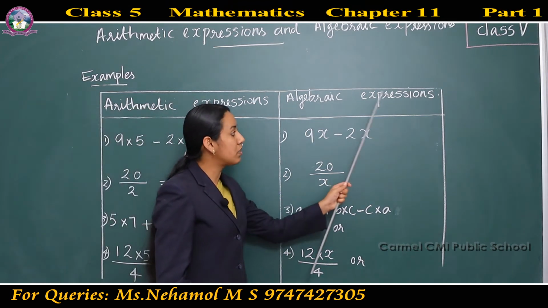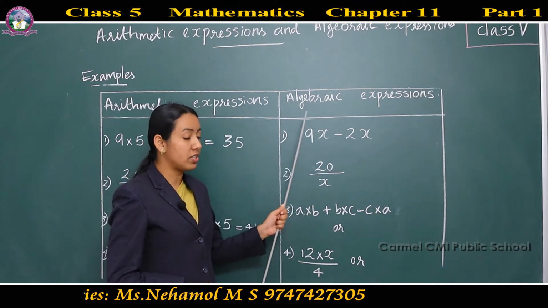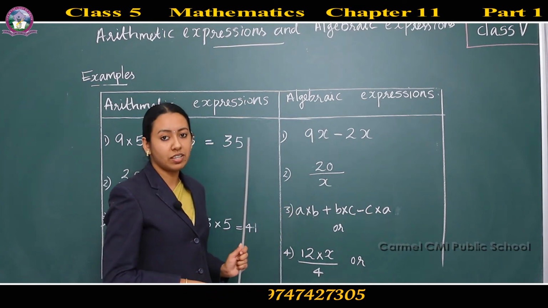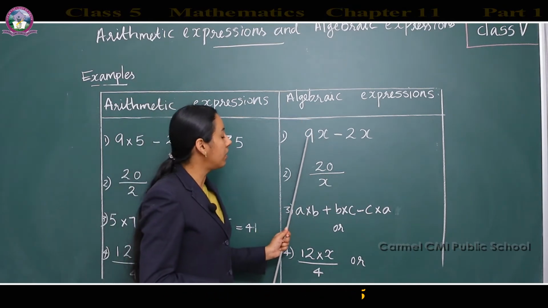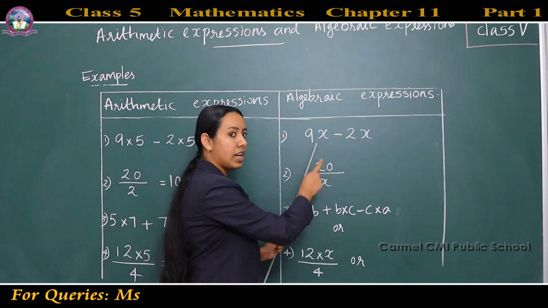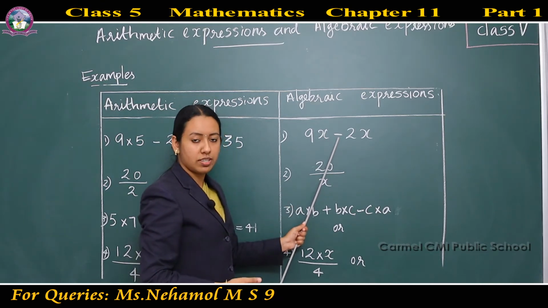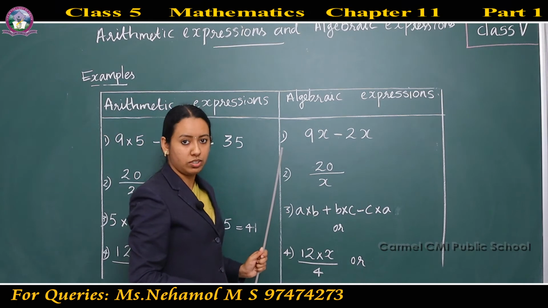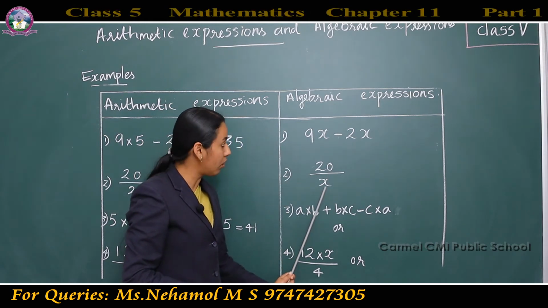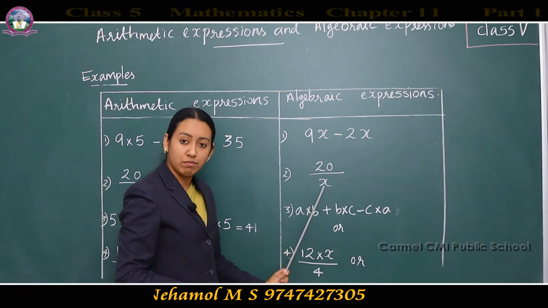Next one, algebraic expression. Here we use variables. In an algebraic expression, we use variables, numbers and the basic operations. First example, 9x minus 2x. Which is the variable here? x. Number also there. Then minus, basic number operation also there. Then next one, 20 by x. This is also an algebraic expression, or an expression with a variable.